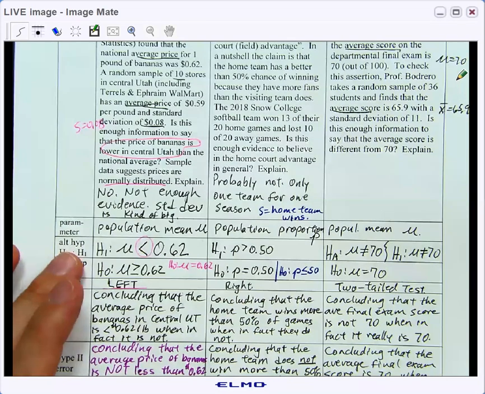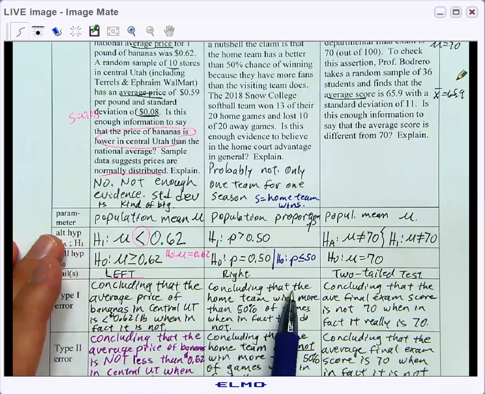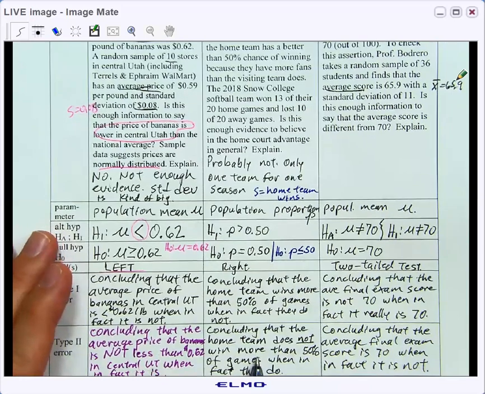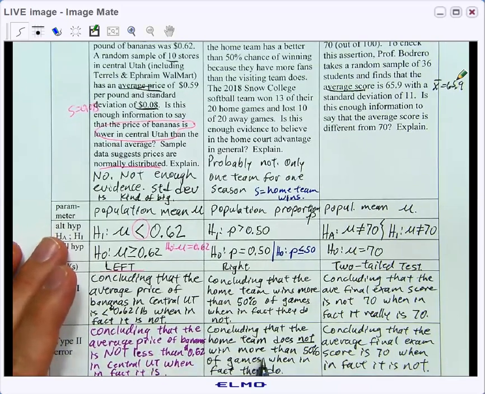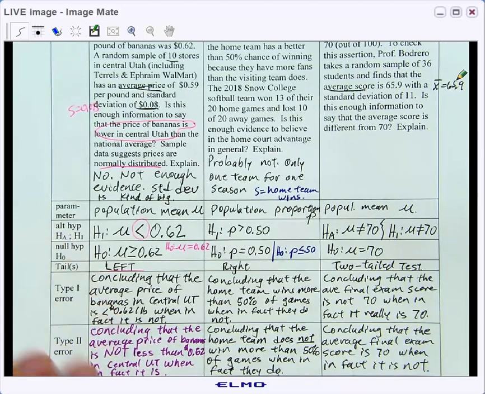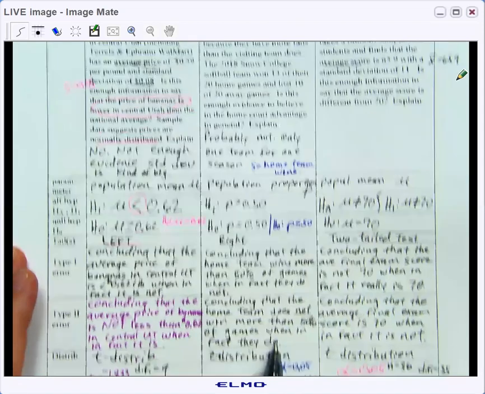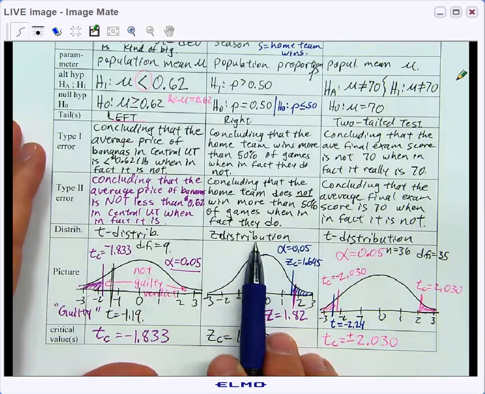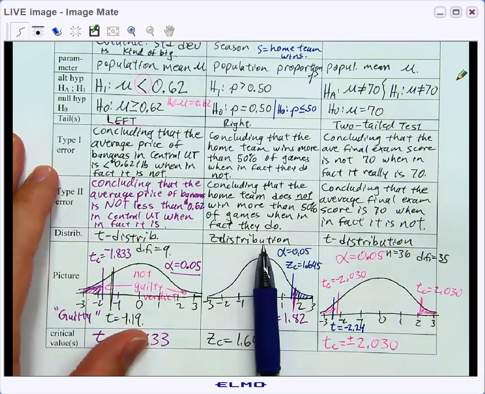We remember that the type 1 error would be concluding that the home team wins more than 50% of games when in fact they do not. A type 2 error would be concluding that the home team does not win more than 50% of the games, when in fact they do. And we're going to be using the Z distribution because we've got a population proportion.